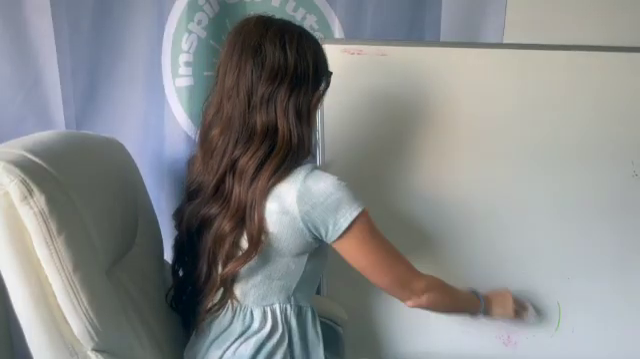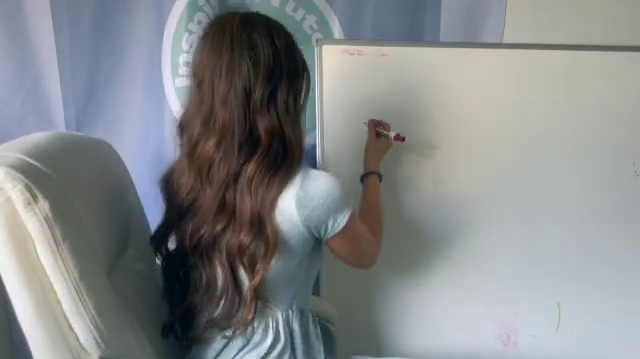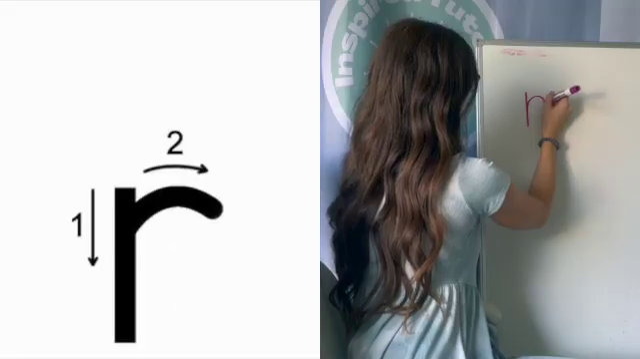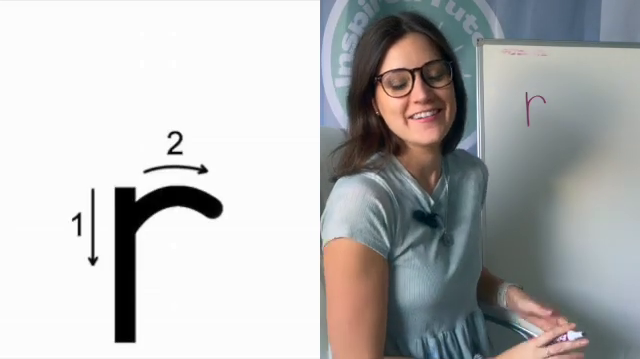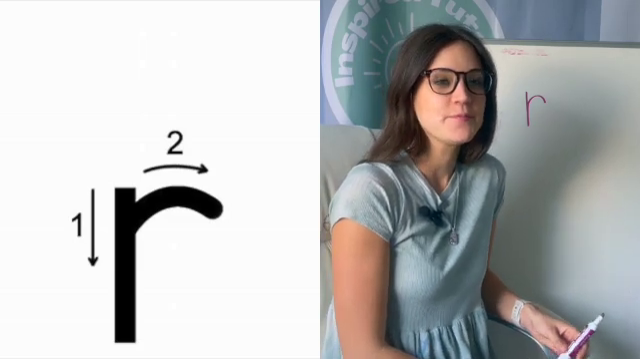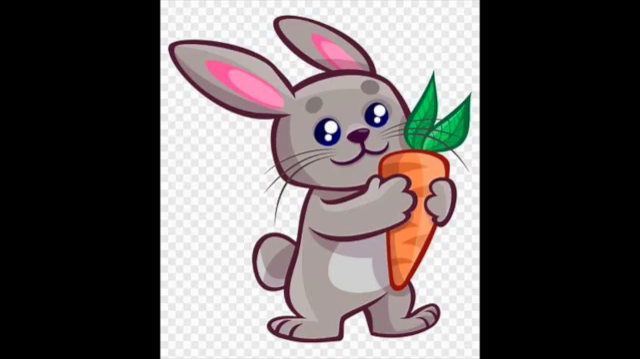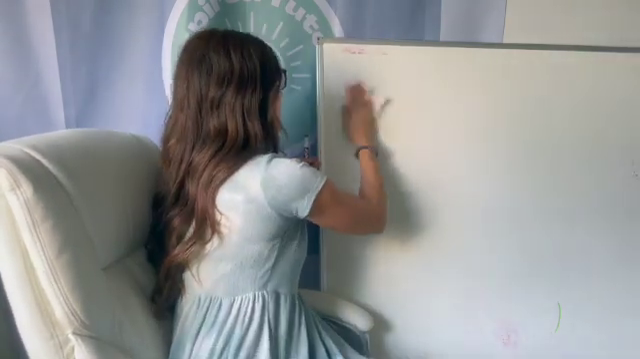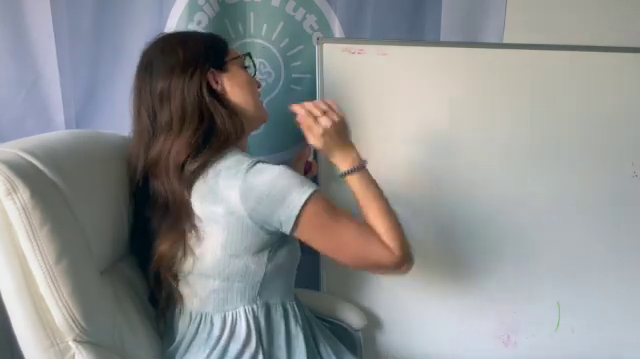All right, our next letter is the letter R. Now, R can be hard to say sometimes. Do you know what sound that R makes? R makes the sound rrr. Can you say it, like rabbit? See if you can think of another one. Good job.